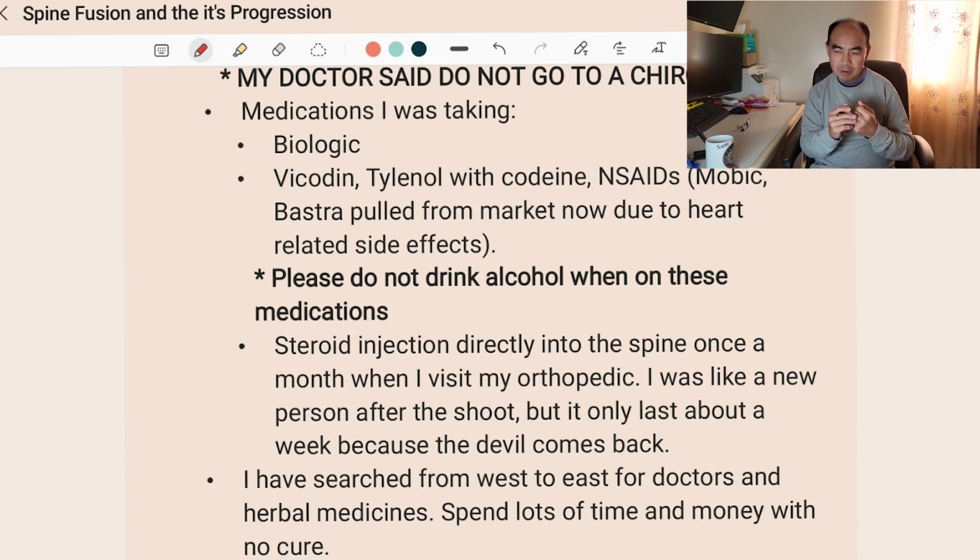There was a period of time I was taking nonsteroidal anti-inflammatory drugs, like Mobex and Baxtra. Those are already out of the market right now. I actually really liked those medications, they work really well, but they do cause some heart issues. For some reason, maybe I do have a little bit of heart palpitation these days, and I'm not sure it was coming from there or not.